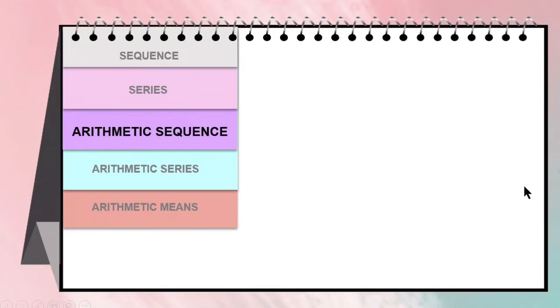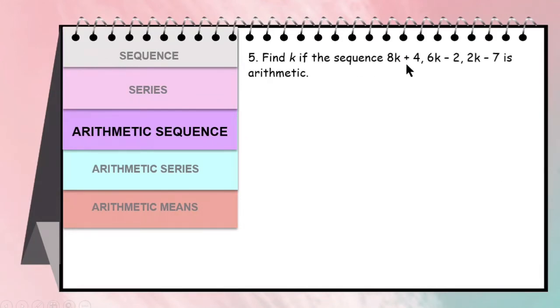Number 5. Find k if the sequence 8k plus 4, 6k minus 2, 2k minus 7 is arithmetic. Take note that a sequence is arithmetic if each pair of consecutive terms differs by the same number called the common difference, and the common difference is equal to a term subtracted by the previous term. For example, we have here an arithmetic sequence 4, 6, 8, and so on.